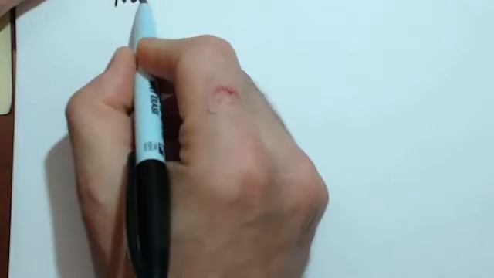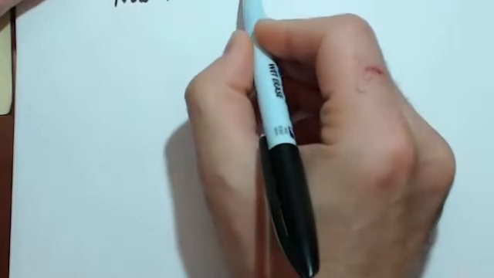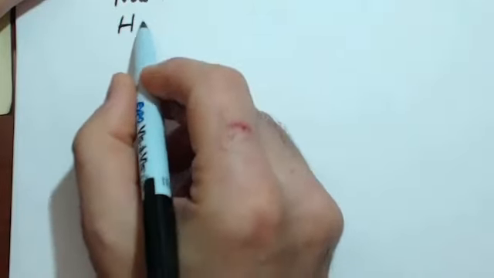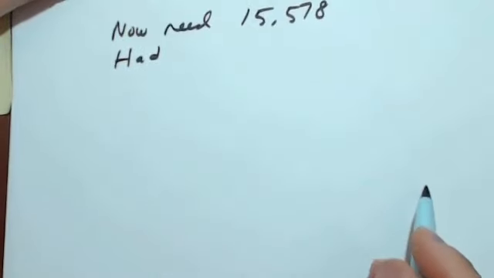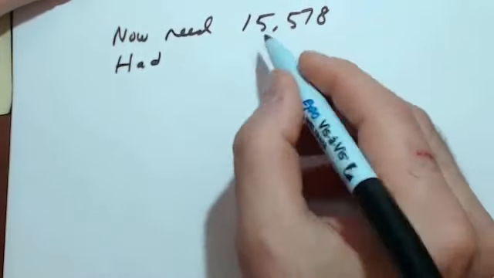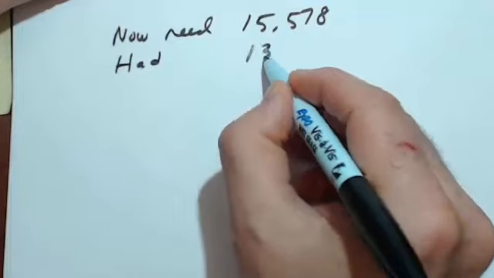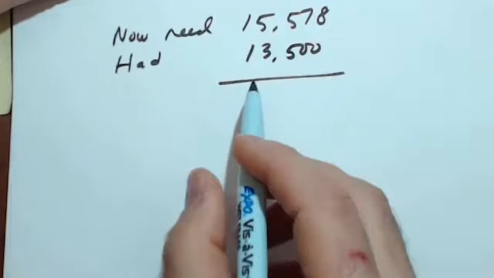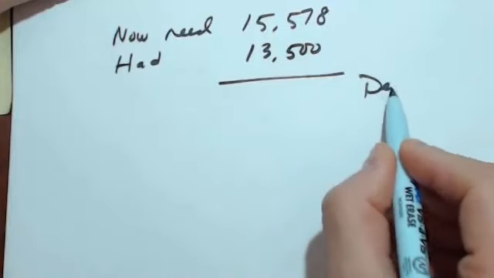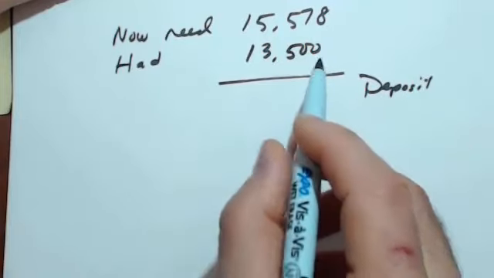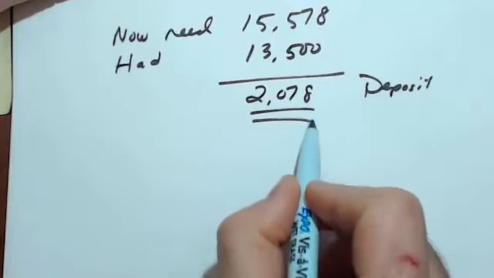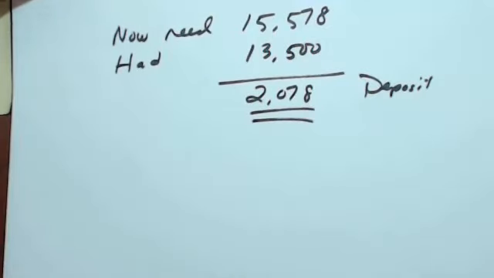Okay, you now need in the account $15,578. I guess that's the best way you could do it. So you had $13,500, right? So therefore, you need the deposit. Call this deposit. You need to deposit $2,078 right now.